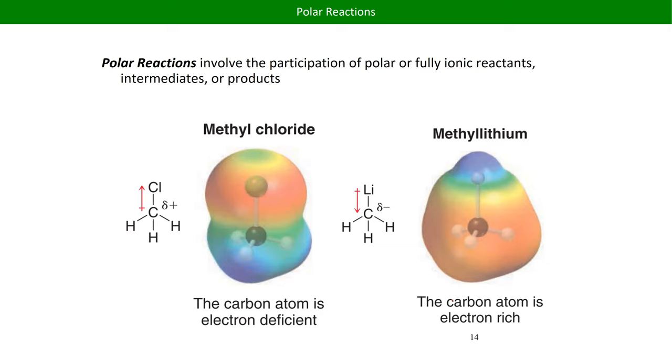So with that in mind, tracking where the charges are is going to be the bulk of what happens with these mechanisms and reactions. And so the terms we're going to use to describe that are going to be based around polarity. A polar reaction is going to be most of what we're dealing with. The official definition involves the participation of polar or fully ionic reactants, intermediates, or products. That's basically everything we deal with in this class. And that means being able to determine where your charges and partial charges are in your molecule is going to play a big role in figuring out what's happening and what product you're going to make.